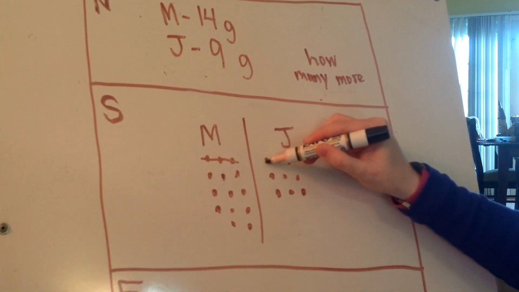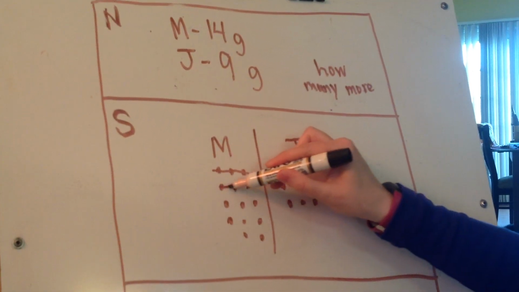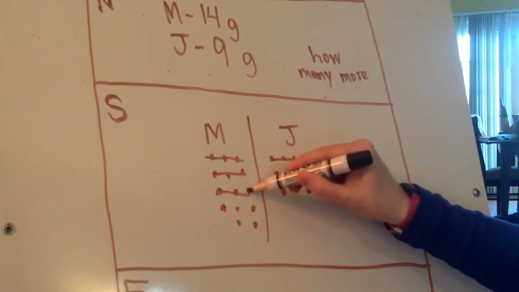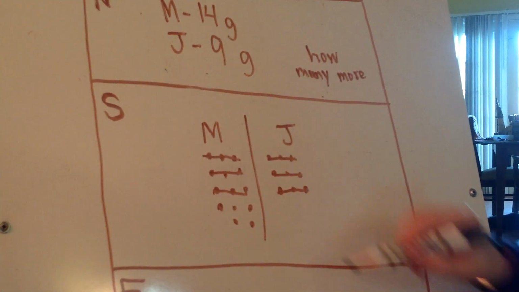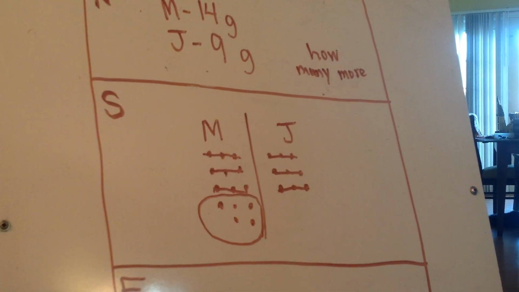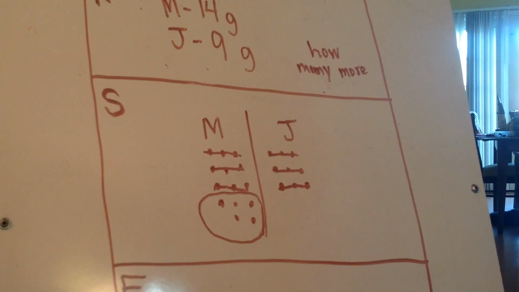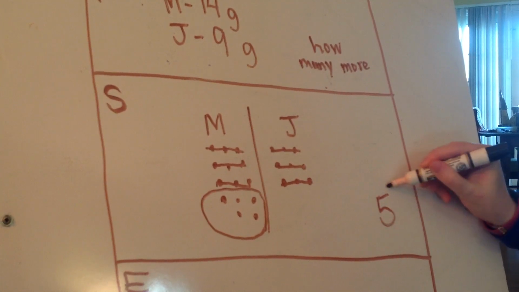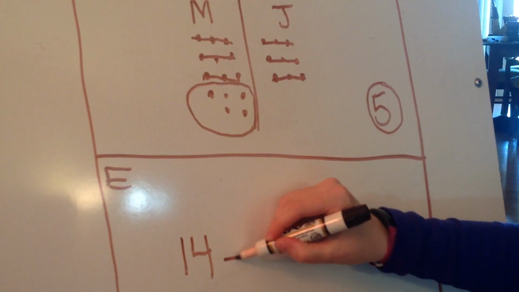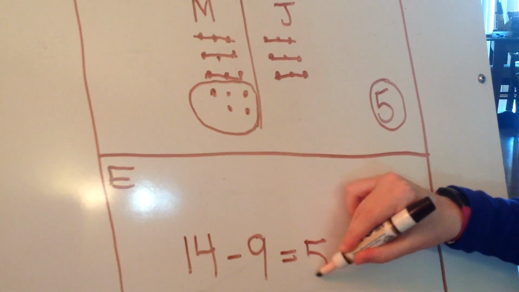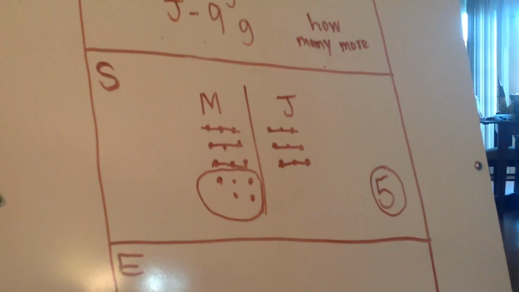Michael has 3, Jonathan has 3, that's the same. Michael has 3, Jonathan has 3, that's the same. Michael has 3, Jonathan has 3. That's the same. Michael has more. How many more does Michael have? Michael has 5 more. So that's the answer. So we took Michael's 14 games and we took away the 9 that Jonathan had, and it equaled the 5 more games that Michael had.